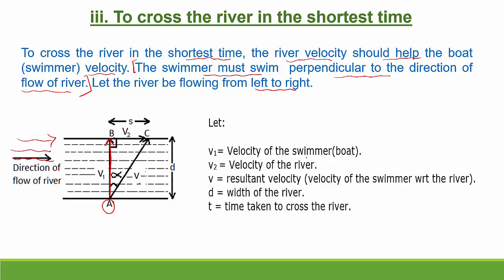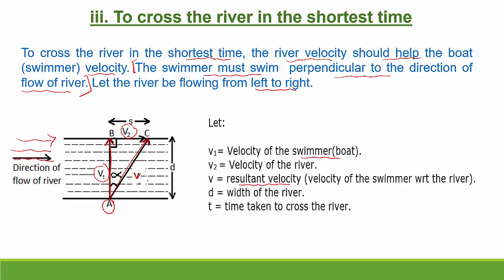Like we considered, the velocity of the swimmer or velocity of the boat is V1. He is swimming perpendicularly. Then what is V2? V2 is the velocity of the river. The river is flowing from left to right. This is the velocity of the river. Then we can easily find the resultant velocity, that is V. We know the relative velocity. So here this is for the swimmer. He is going to cross the river in the shortest time. Easily we can find the resultant velocity along the line AC. This line AC gives the resultant velocity.